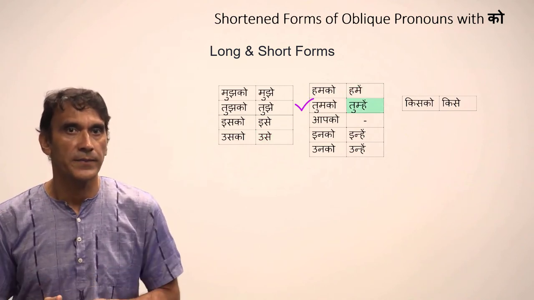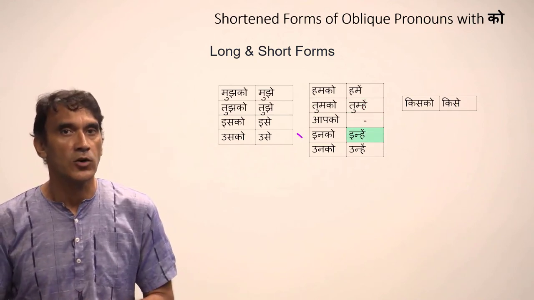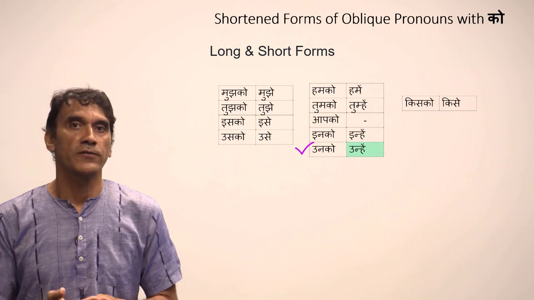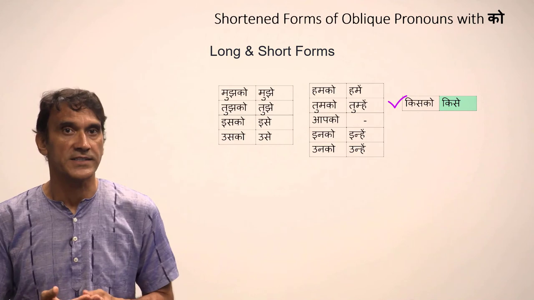Tumko, tumhe. Aapko does not have a short form. It is always aapko. Inko, inhe. And unko has a short form, unhe. The question word kisko, to whom, also has a short form, kise.